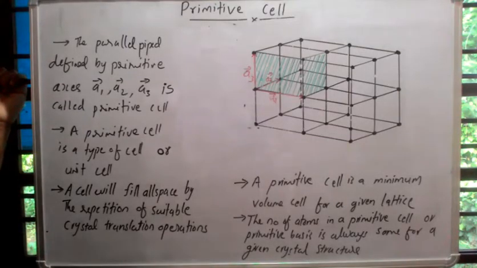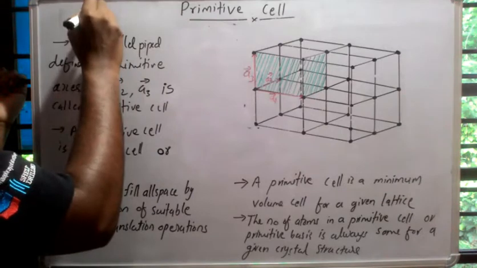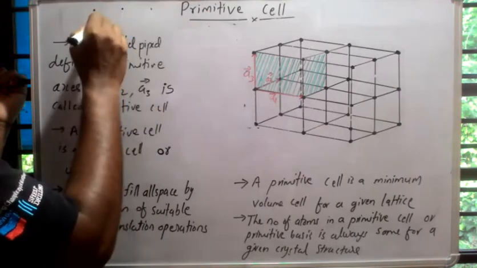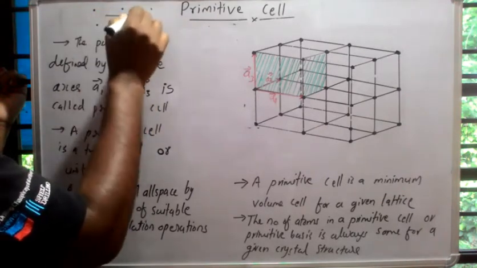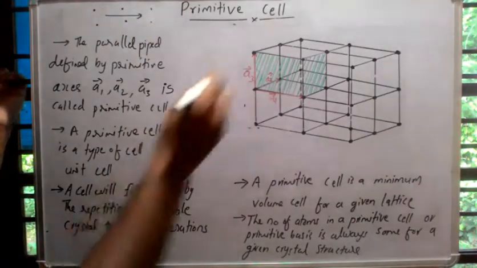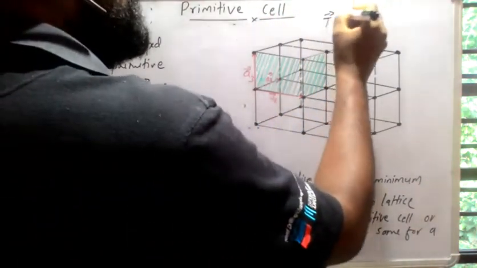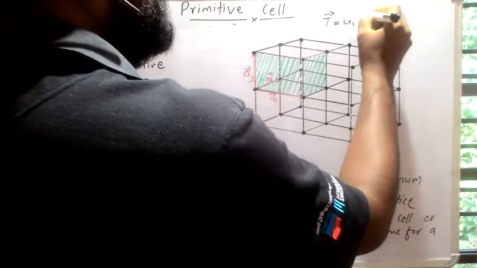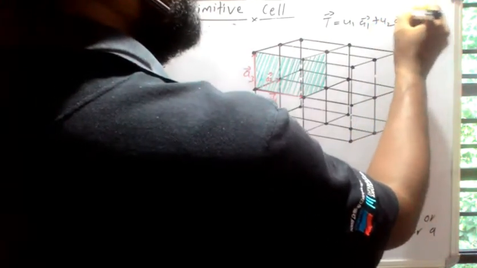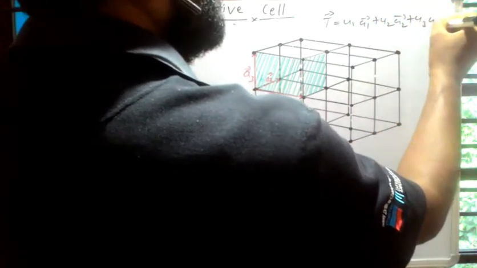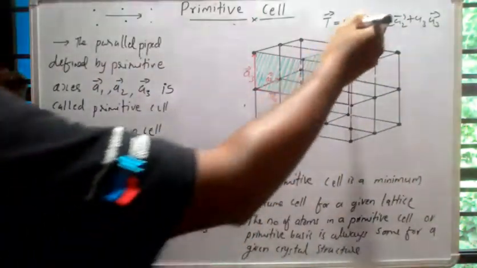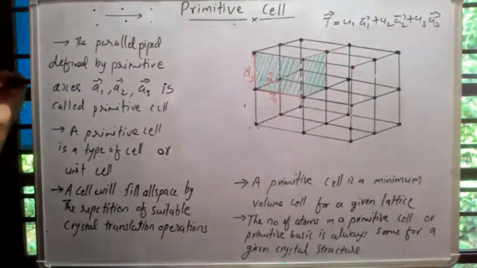Hi all. We can define a translation operation as the translation from one point to another point having similar surroundings. The vector which we use is the translation vector T equal to u1a1 plus u2a2 plus u3a3, where u1, u2, u3 are arbitrary integers and a1, a2, a3 are our primitive translation vectors.